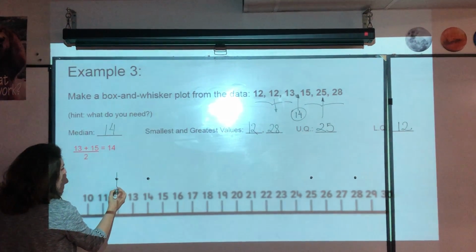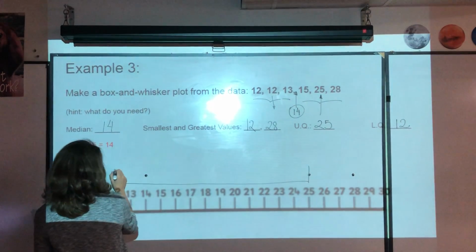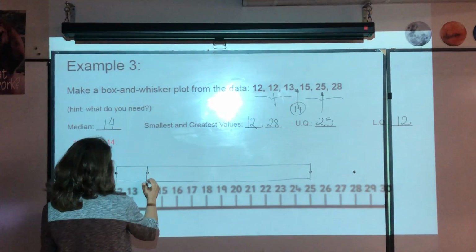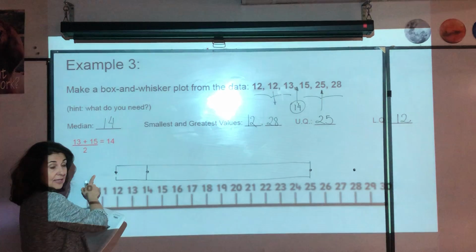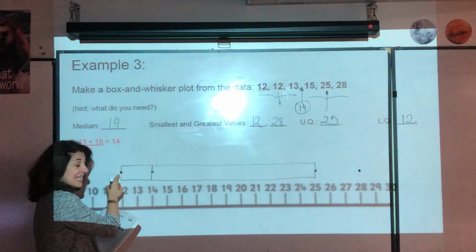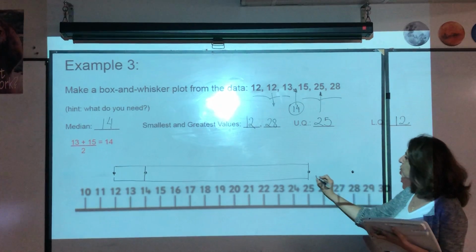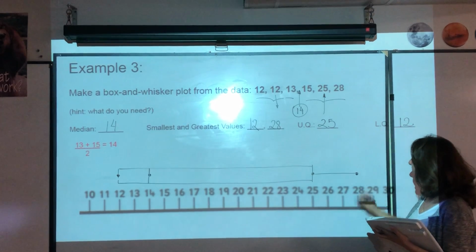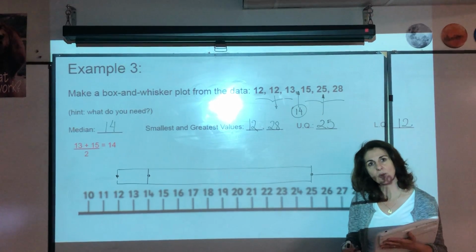So here we go, building the box. This is going to be one huge box. There's no whisker on this side because there's nothing left here. My lowest number is also my lower quartile, so they coincide. So there's no whisker on this side. Now I need to go to my upper quartile, from the upper quartile to the highest number, which is 28. Here I have my box and whisker plot.